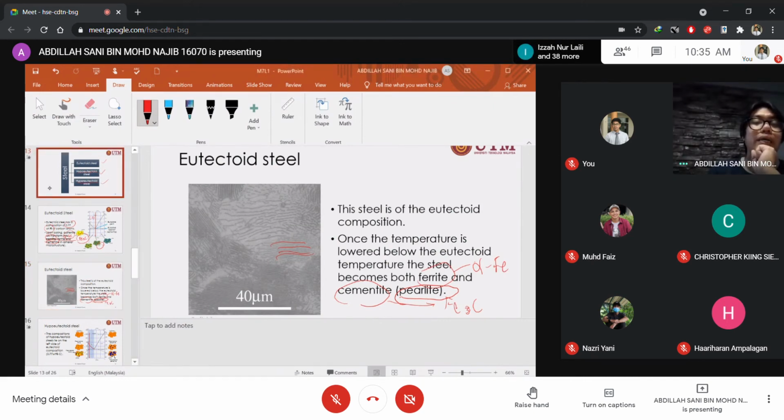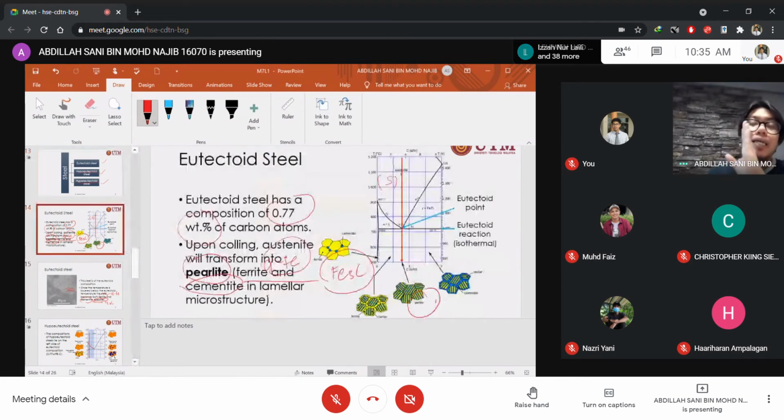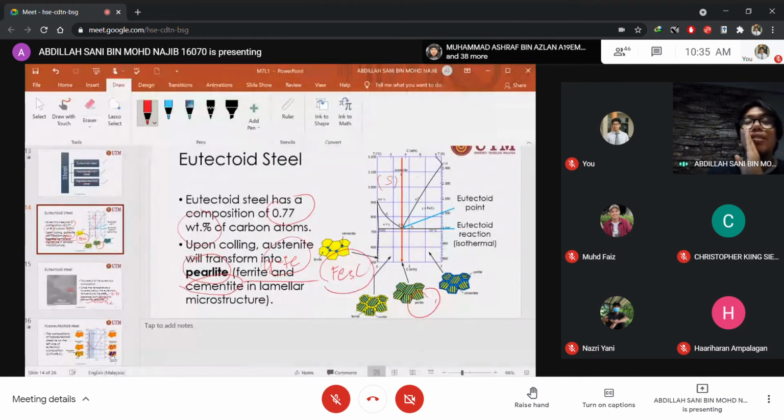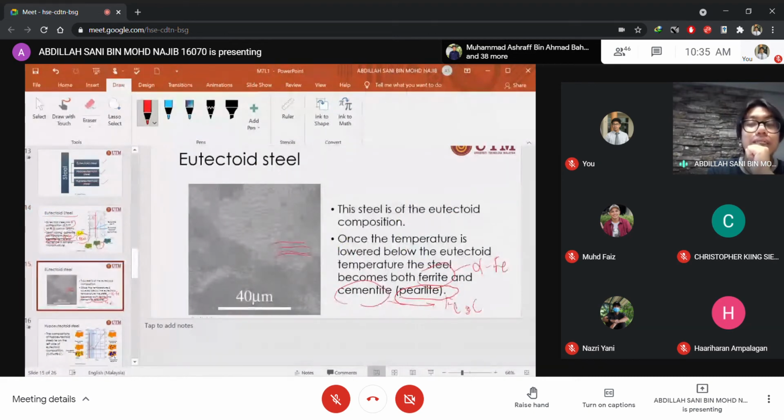Okay, and then if we have the exact composition of 0.77 percent, we will have this line at eutectoid. And this is what we call eutectoid steel. Okay, this is what we call eutectoid steel. And this is how it looks like.